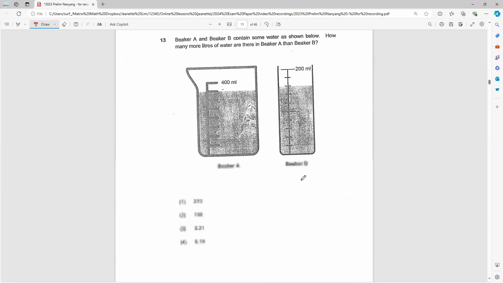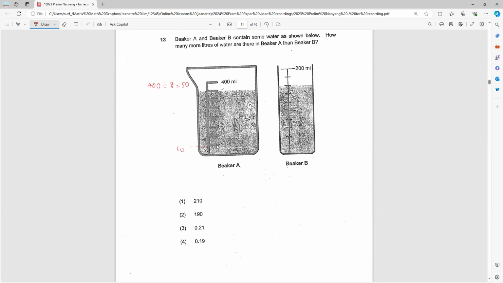Question 13. Beaker A and B contain some water as shown. How many more liters of water are there in beaker A than B? Let's read off the readings. That is not given, only 400 is given. So we need to figure out what is each interval. 1, 2, 3, 4, 5, 6, 7, 8. 8 intervals. So 400 divided by 8 is 50. Each of them is 50.